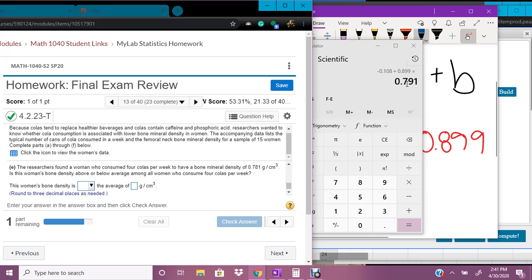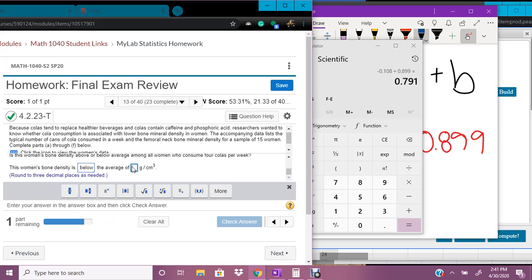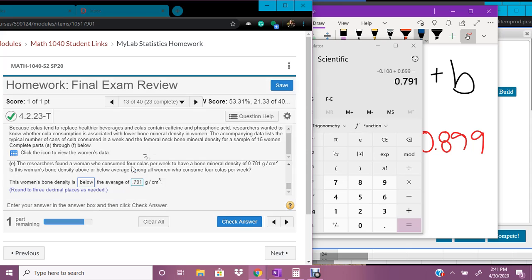And this is the average. This is what our line says it should be. But then it says that someone who did consume the 4 colas a week, which we just plugged in, has a bone density of 0.781. And then is this one below or above average? So this is our average that we just found, and this is a little bit less than. So it's below the average of 0.791.